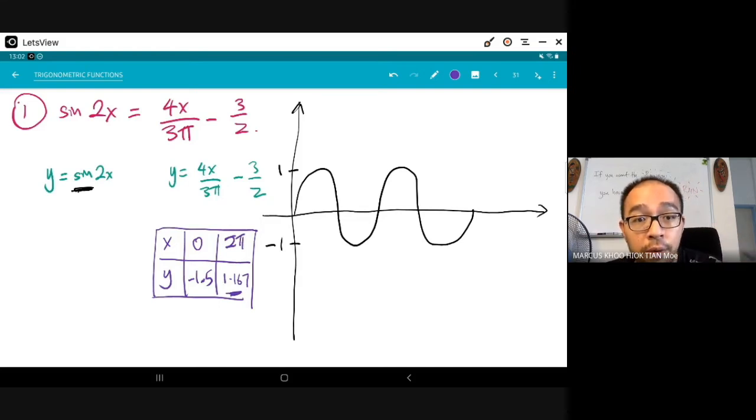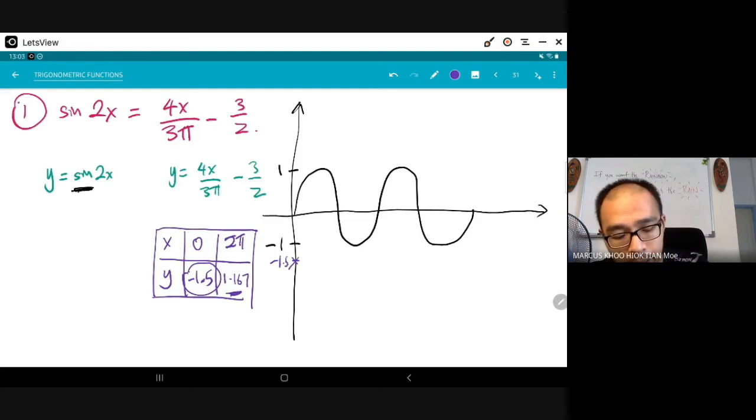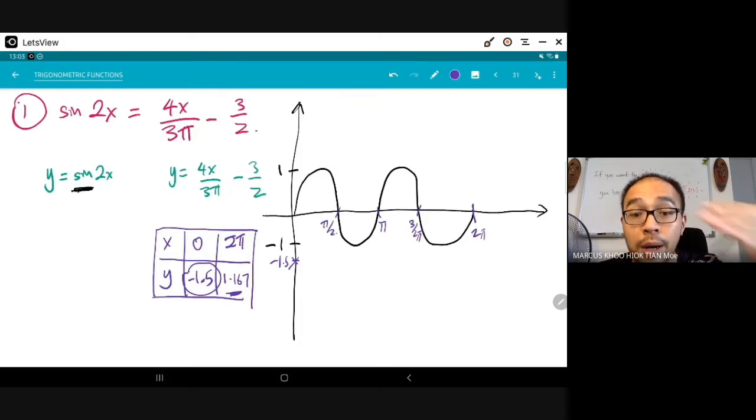So if I were to plot this, 0 and -1.5. So -1.5 is about here. This will be the first one. And then 2 pi. Sorry, I haven't given this one. 2 pi. This is 3/2 pi, this is pi, and this is pi over 2. So 2 pi and 1.167.